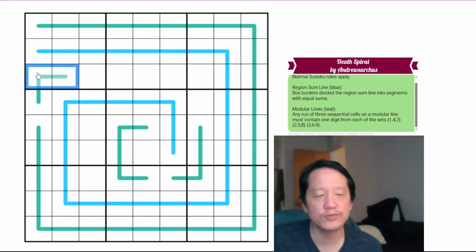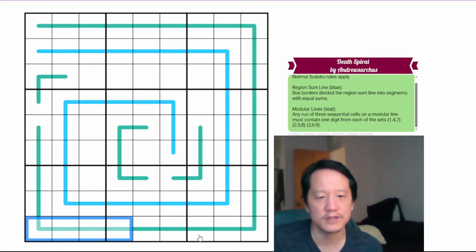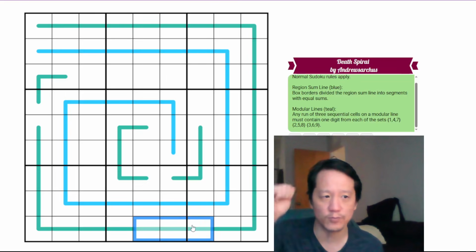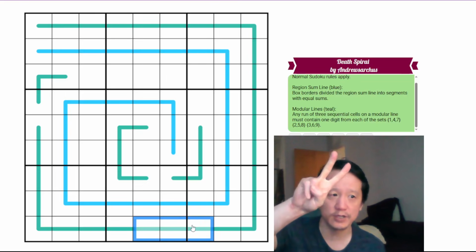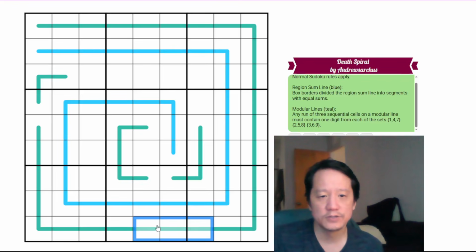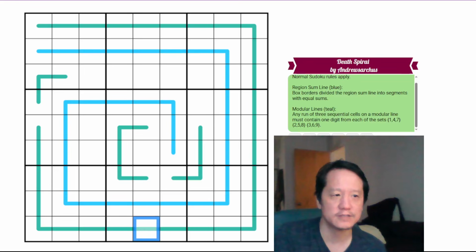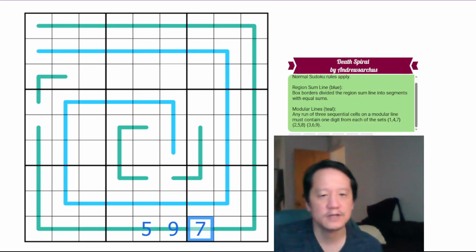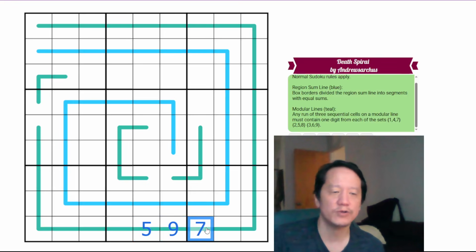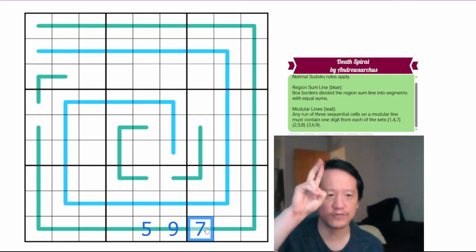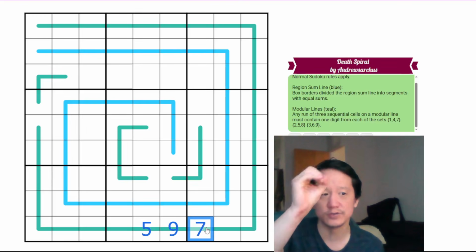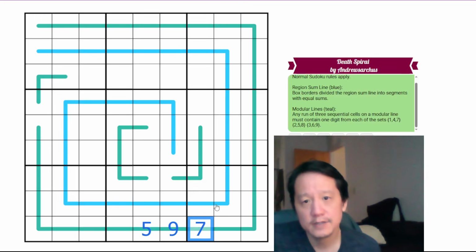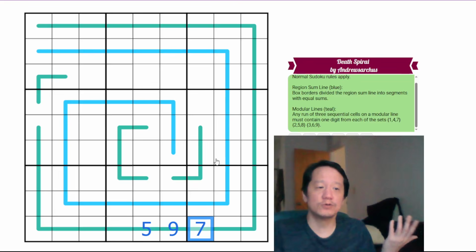So in any 3-run segment on these modular lines, you have to have 1 from 1 mod 3, 1 from 2 mod 3, and 1 from 0 mod 3. So you could have something along the lines of 5, 9, and 7. And this would be valid because on this stretch of 3 digits along the modular line, we have 1 from 1 mod 3, 7, 1 from 2 mod 3, 5, and 1 from 0 mod 3, 9. And those are all the rules.